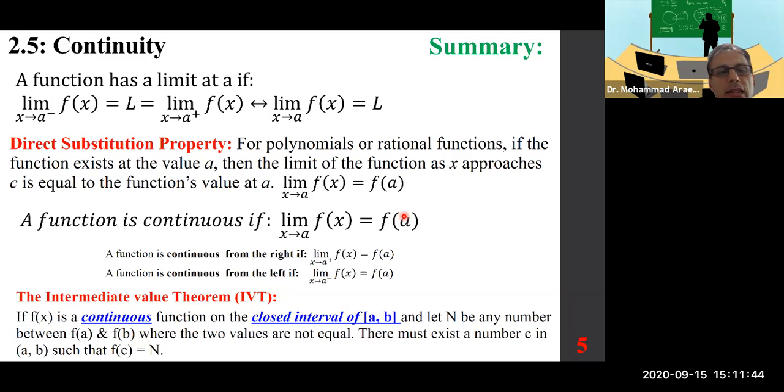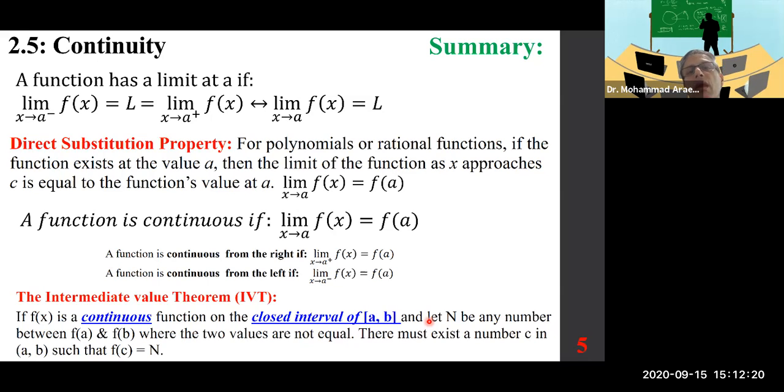The next thing is the intermediate value theorem. You have seen this, we have discussed this in pre-calculus class. The IVT says the following: if there is a function which is continuous in some closed interval of a to b, and you're dealing with a closed interval of a to b, let n be any number between f of a and f of b where the two values are not equal. There must exist a number c in a comma b such that f of c equals n.